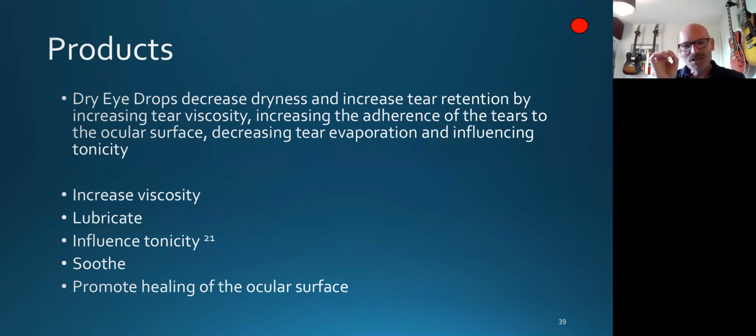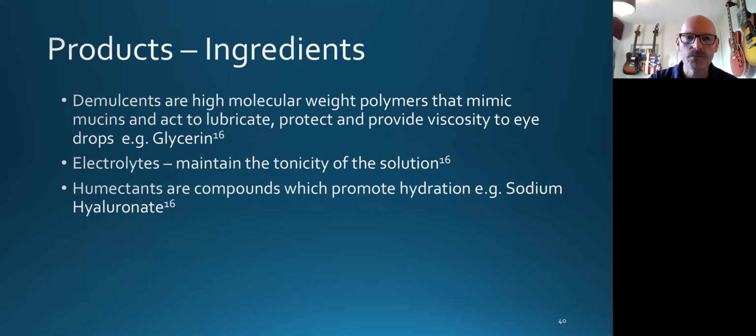So what is it that we actually want from contact lens dry eye products? Well, we'd like to increase the viscosity of the tears. So we'd like to have some additional lubrication over the surface of the lens. So we want to lubricate. We'd like to influence the tonicity as well. So we'd like to address hyperosmolarity. We'd also like to soothe any discomfort there might be from the dryness, and if there's any staining there, we'd also like to help promote the healing of the ocular surface. So we are going to ask quite a lot of our products. They really need to tick a lot of boxes to be successful.